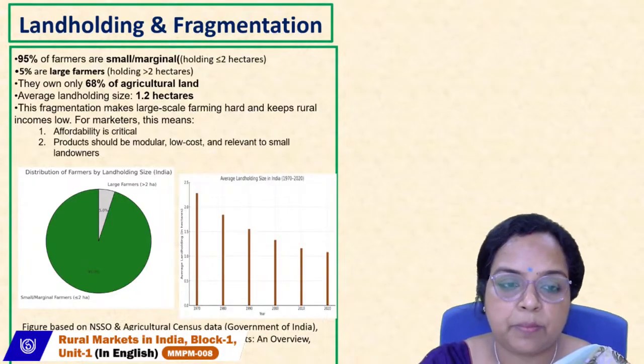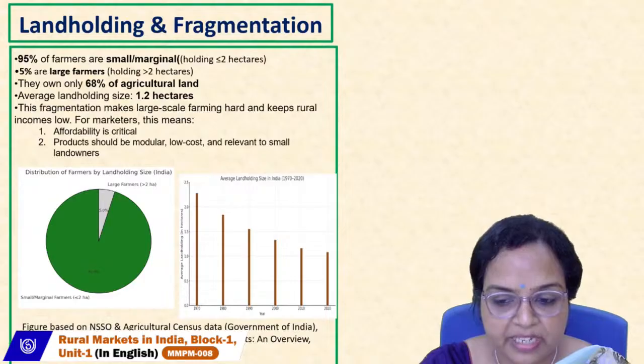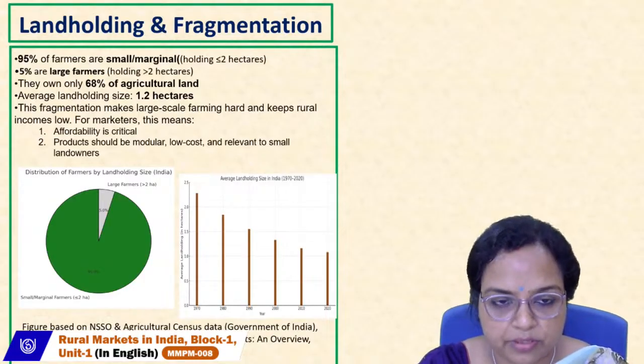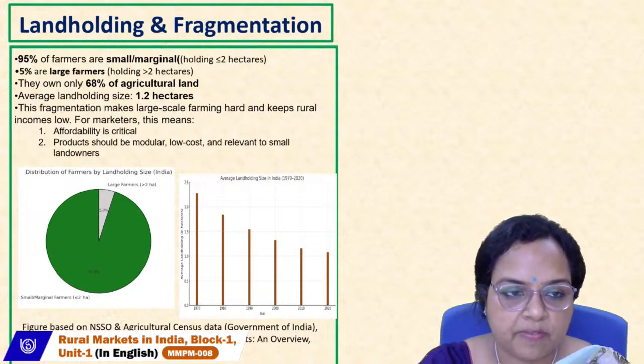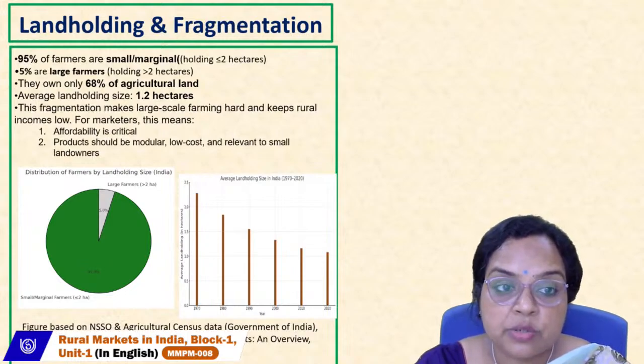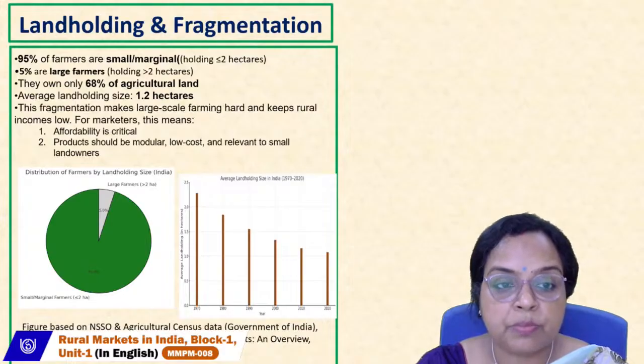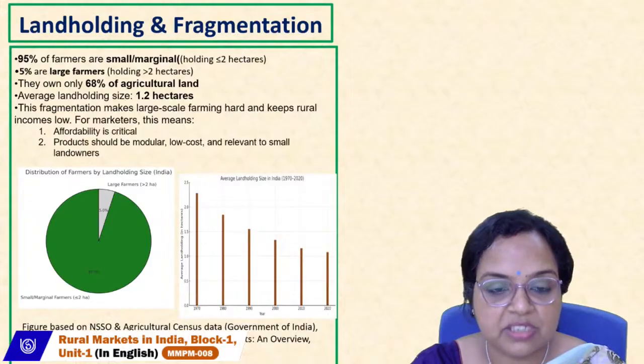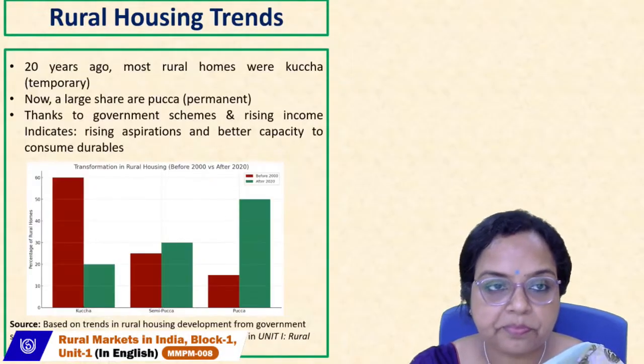They don't have money in their pocket because the land size is now small for them, or they have less than 2 hectares of land. So marketers have to take note of this. Products should be modular, low cost and relevant to small landowners, because the statistics show that.